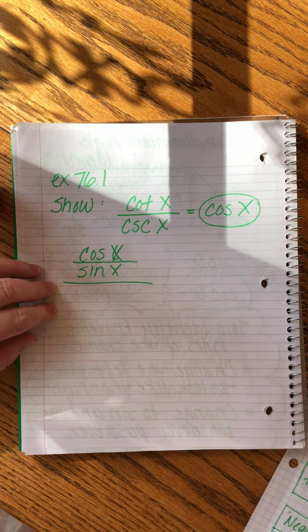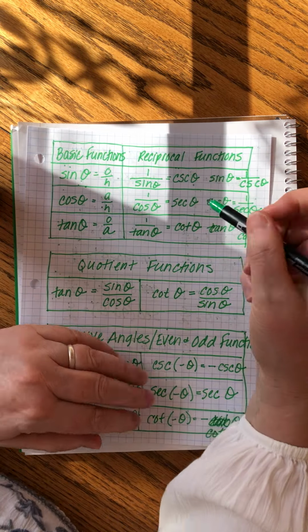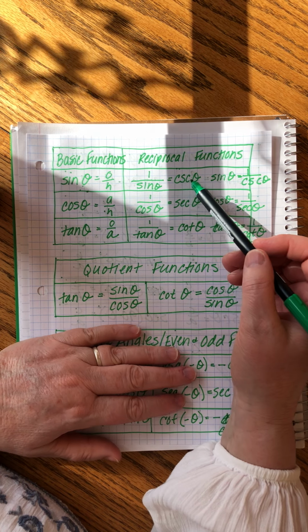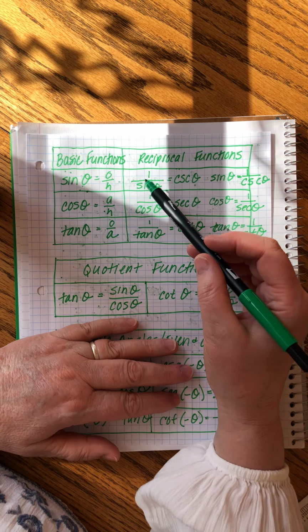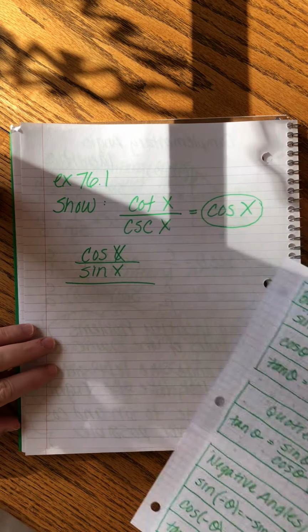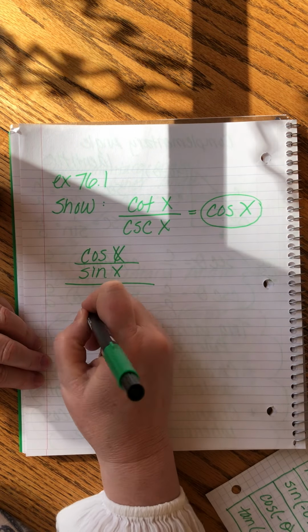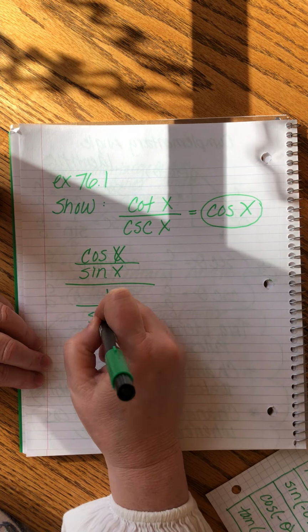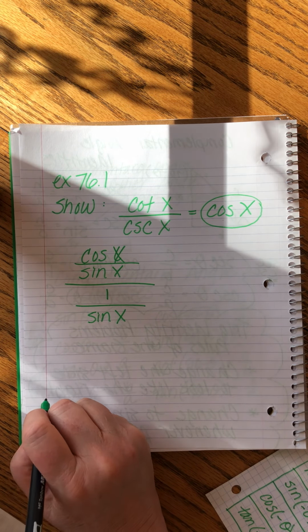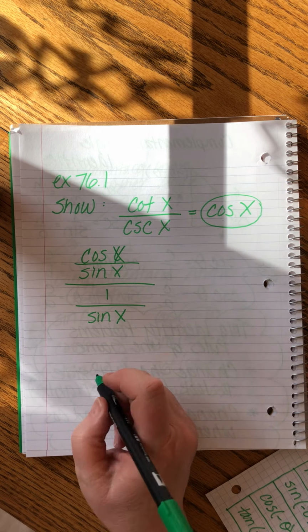And then what about cosecant? Well, let's look at our reciprocal functions. Here we see that, I'll put my shade so it's right in between. The cosecant of theta equals 1 over the sine of theta. Okay, that will help move us toward getting these all into sine or cosine, right? We're achieving our goal of simplifying these.